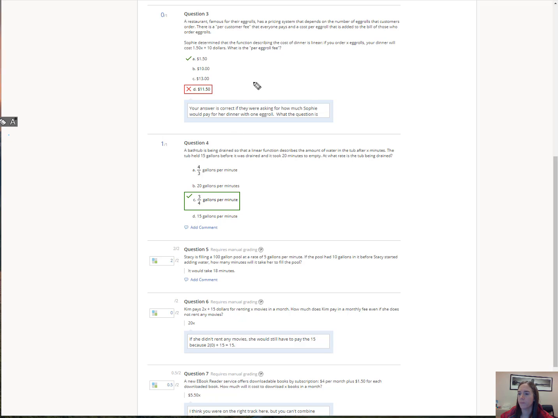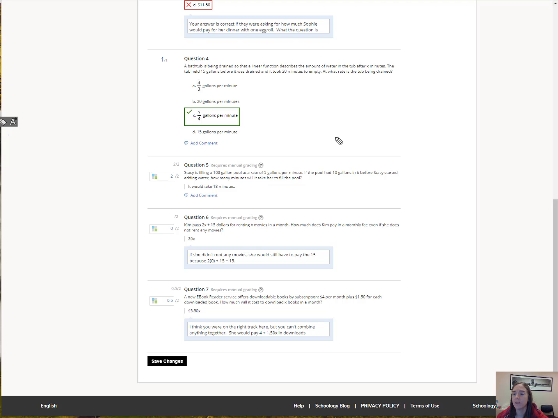Okay, and so what is the per egg roll fee? What this answer was given is how much it would cost if you bought dinner plus 1 egg roll, because it would cost $10 plus $1.50 per egg roll. So that's what that equation is saying. But what they're asking is just how much are you paying for each egg roll? So what you have to look for is what's being multiplied to the X, because the X is what you'd be substituting in the number of egg rolls for. And so that's why the answer is $1.50, because you're paying that per egg roll.